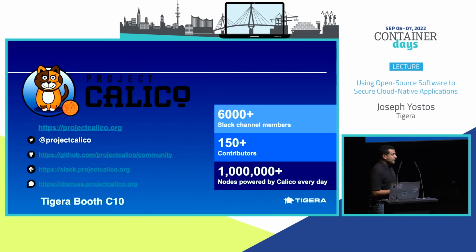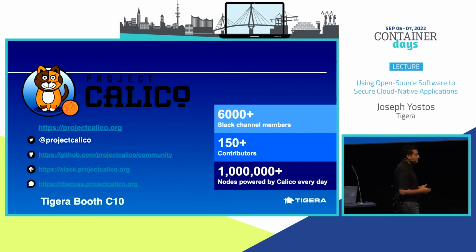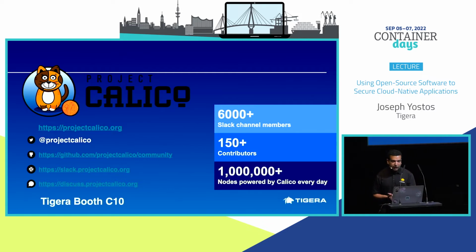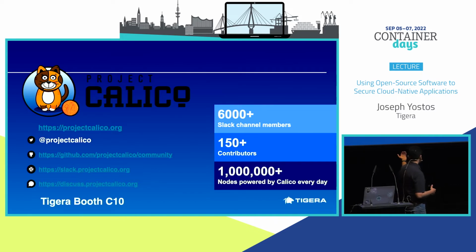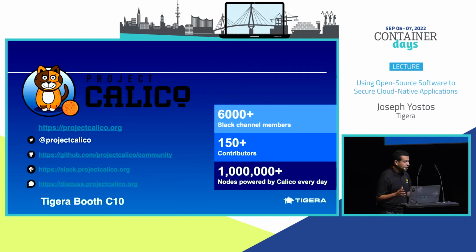Just to let you know, we have over 6,000 members on our Slack channel. We have over 150 contributors, and over 1 million nodes powered by Calico every day. There are a lot of social channels that you can connect with us on. One more number we are very proud of is that we have over 1 billion downloads of our per host agent from Docker Hub, which we are immensely proud of.